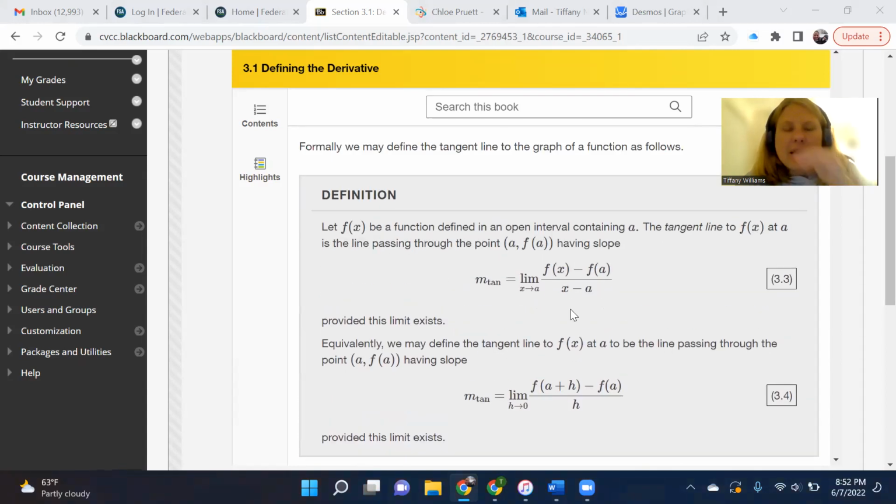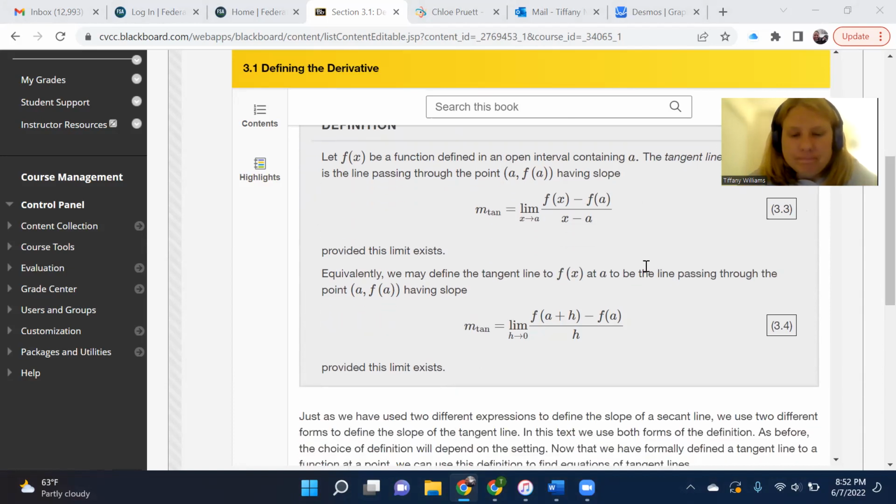Okay, so here's the idea of limits. Again, this is not a new definition for us. Let f of x be a function defined in an open interval containing a. The tangent line to f of x at a is the line passing through the point a, comma, f of a having the slope of the limit. So we are going to slap a limit on the front of this. Same two definitions. Notice how they both have a limit approach on both of them. And we did talk about how we had to go through and sometimes try to clean those things up. Again, nothing new for us here.